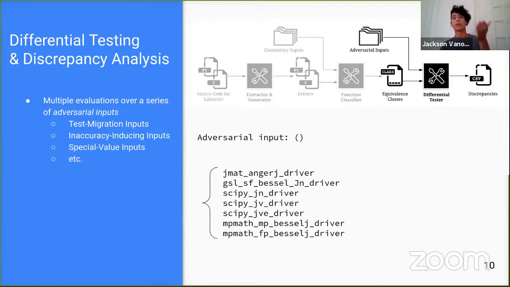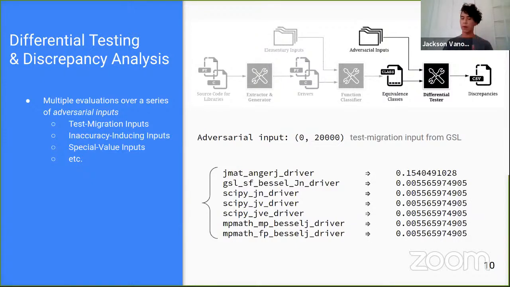So as an example then, here we have, again, that equivalence class from the motivating example, and that input, which is in fact a test migration input from GSL. So the GSL developers included this in their tests. And when we evaluate, we see that discrepancy.